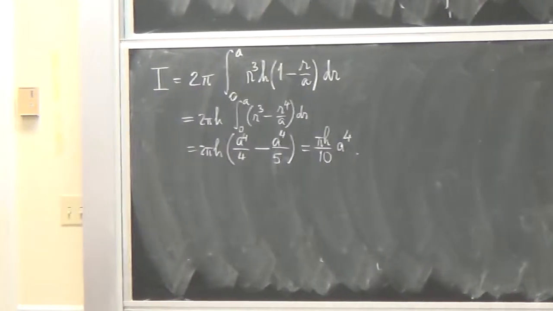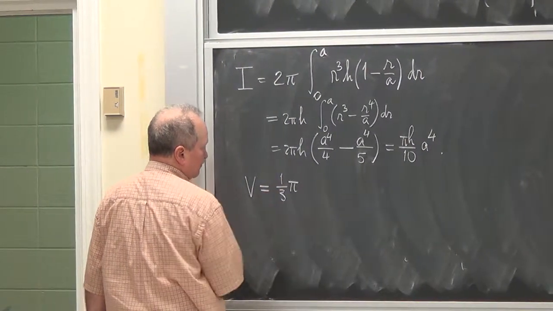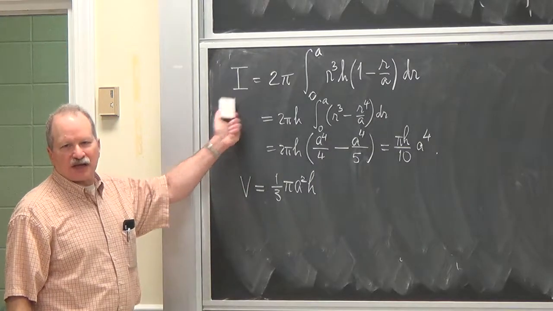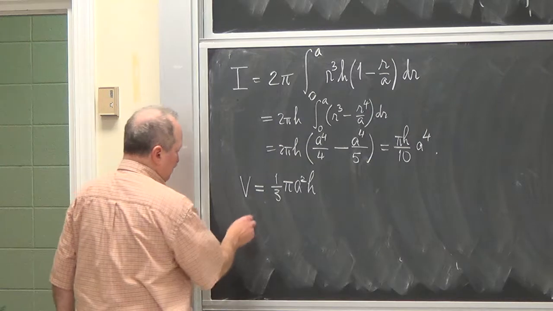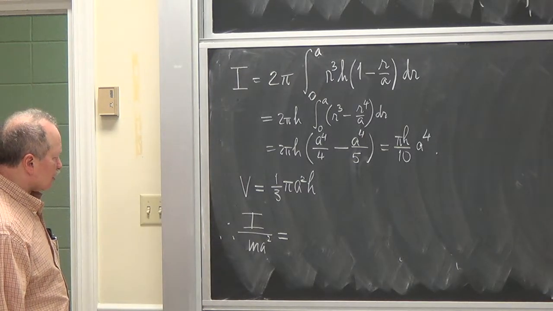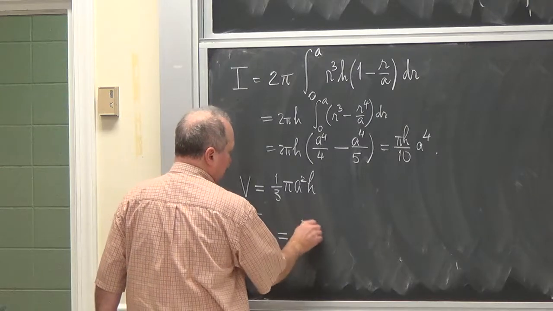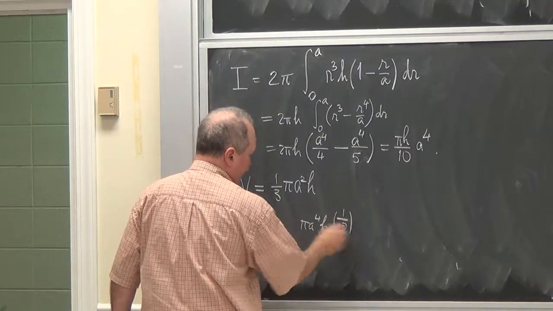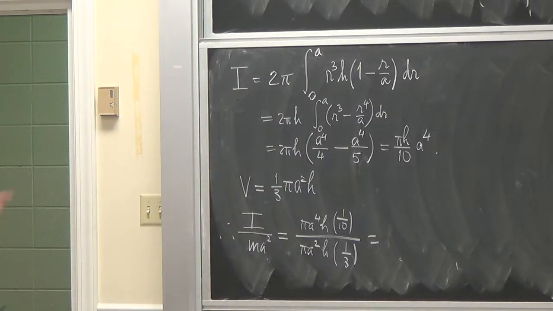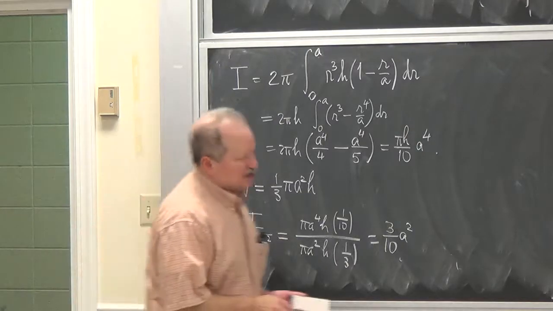And the volume of the cone is 1/3 pi a squared h. Remember, we're doing the upper cone only, the volume of the upper cone only. So if I divide by m a squared, what am I going to get? Let me write this out. Pi a to the fourth h times 1/10, over pi a squared h times 1/3. So what do I get? You had it upside down. Yeah, 3/10, right? Ooh, the race is getting tight here.